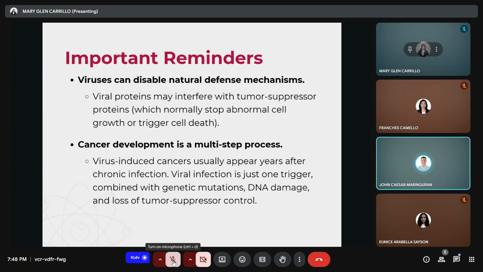So the next time we think of cancer, we should also remember that some of it can be prevented simply by protecting ourselves from cancer-causing viruses through vaccination, safe practices, and awareness. And that's all for virus infection and cancer.